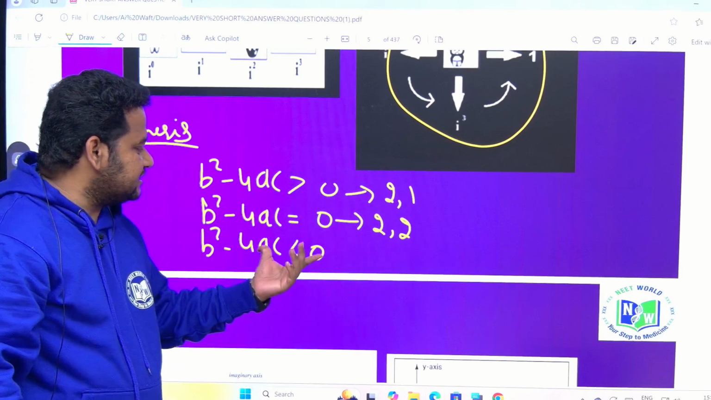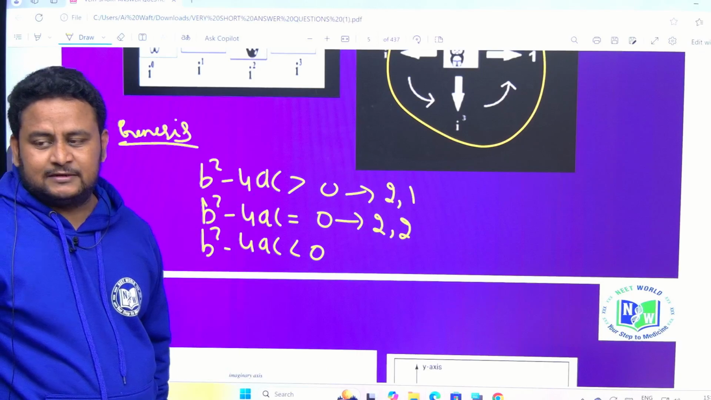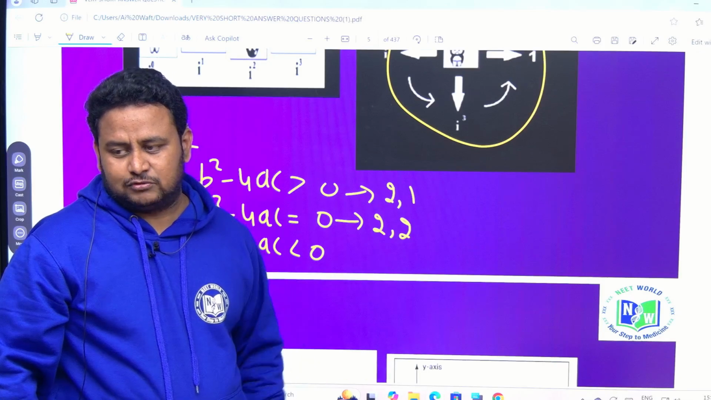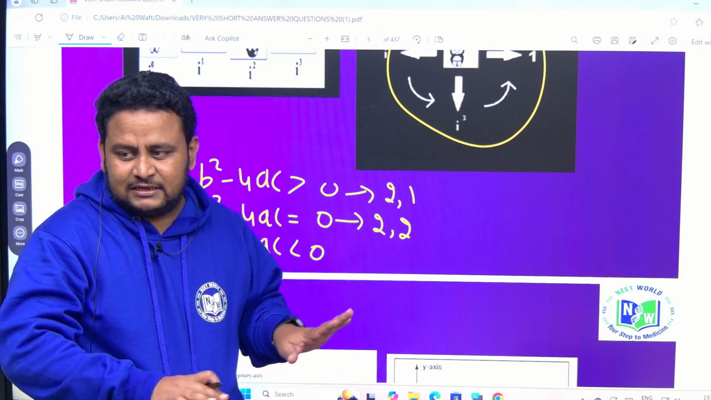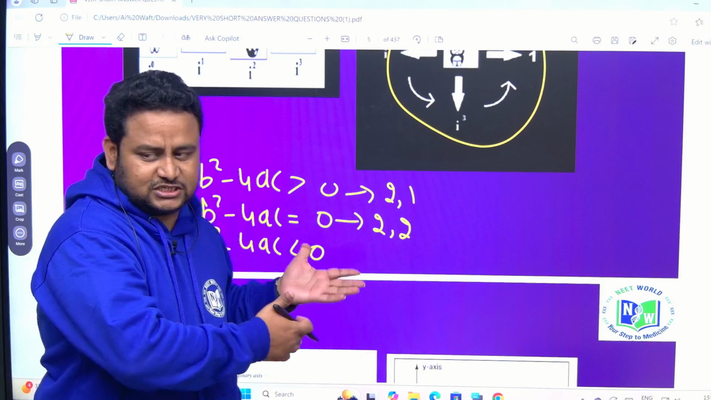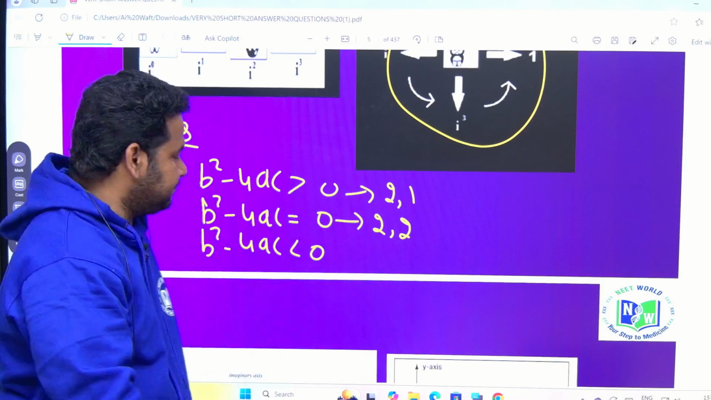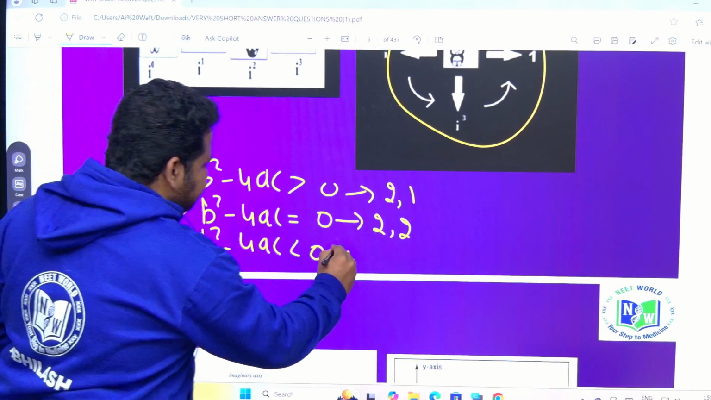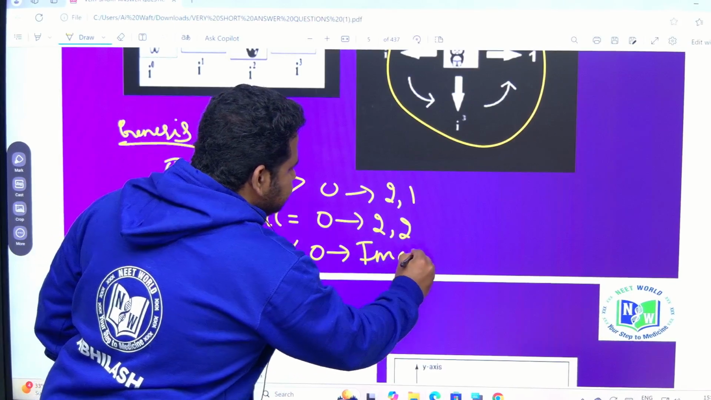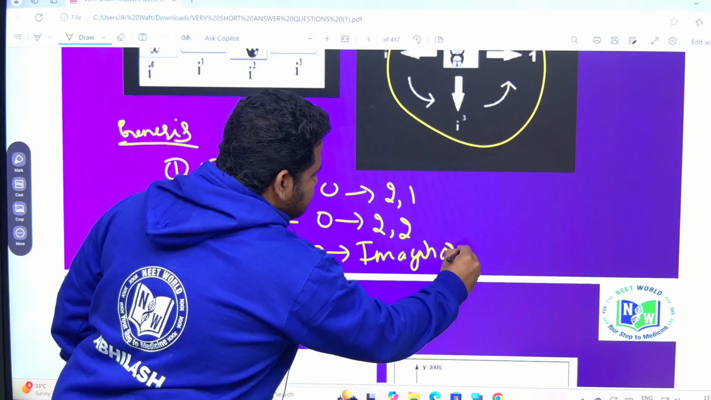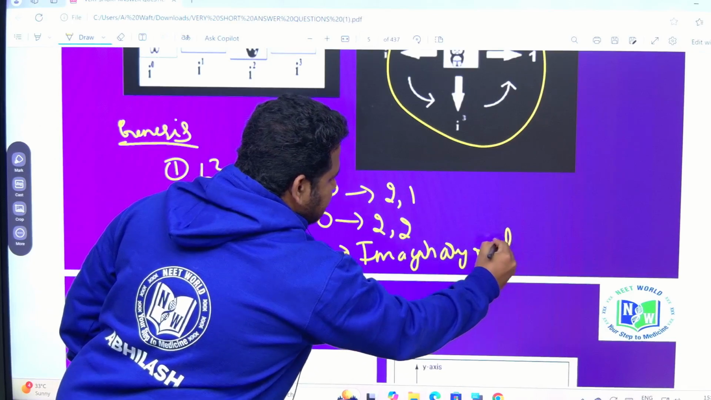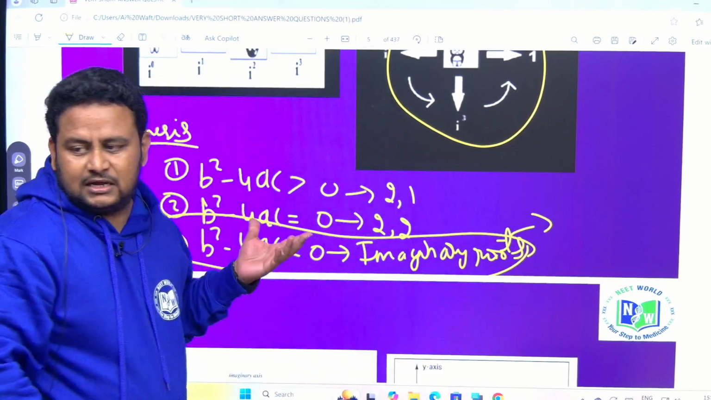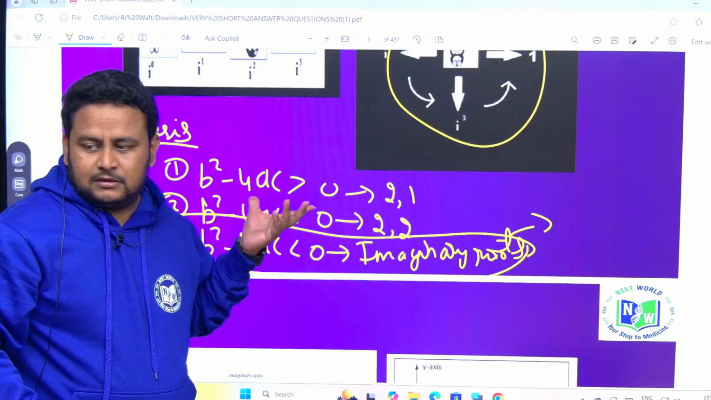But when we saw that b square minus 4ac is less than 0, what did we study? That the roots do not exist, or we said that it has imaginary roots. We left it, ended it there. So this has imaginary roots. Imaginary roots. Okay.